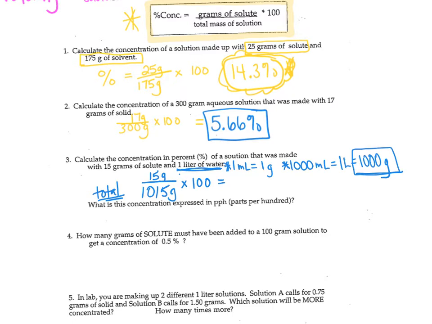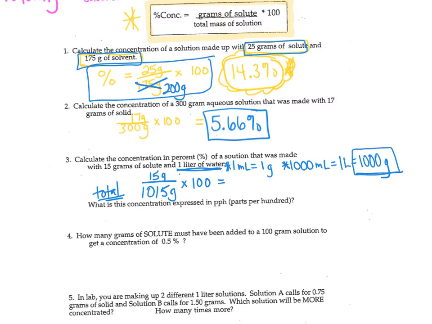Which just made me realize that we've got to go back up here to number 1. I just noticed that this problem says that we've got 25 grams of solute and 175 grams of solvent. So that actually means that our total mass of our solution is going to be 200 grams. So I'm going to leave this. I'm not going to redo the video because I think this is really good to show you how easy it is to make a mistake like that.